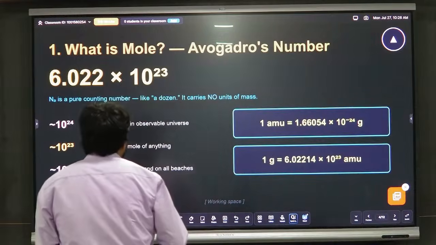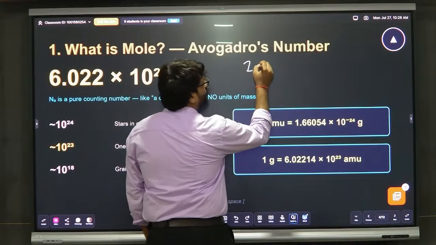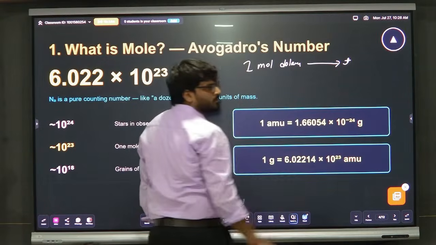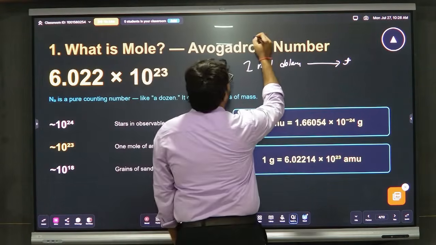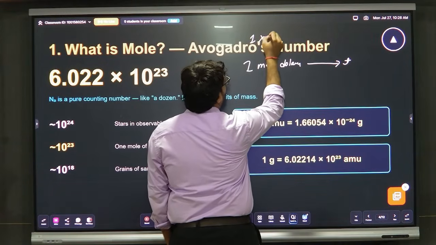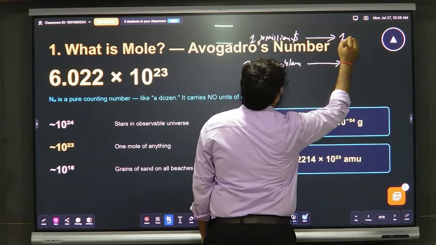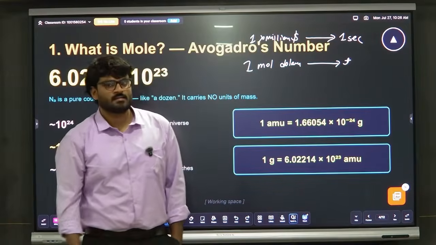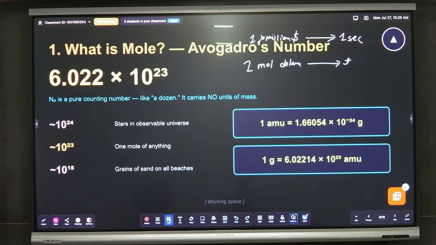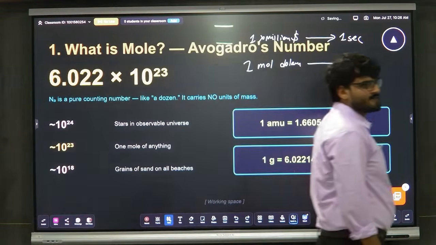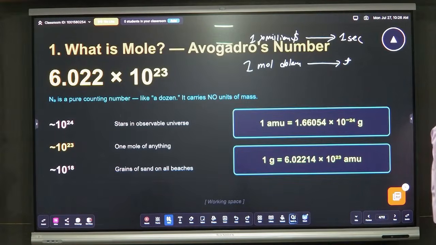You can use the simple unitary method. If you have 1 mole dollars, how much time will it take to spend that? The question is saying you are spending $1 million in 1 second, right? The time you will get will be in seconds, right? And if I ask you to find the time in years, I think you can convert. How many years will it take?